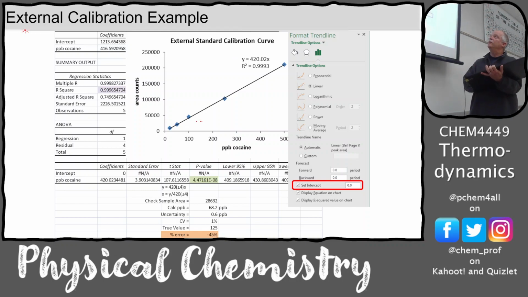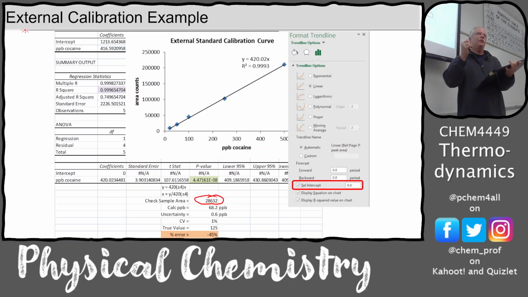And so now we can calculate our concentrations. We have this equation, y equals 420 times x. So you could reverse that and take your y value. If we put in a check sample of our blood, here's the signal that we get from it. So that's the sample area. Now, in this particular analysis, for all of our uncertainties, we just ran one check sample. We could have done 3 and gotten statistics on our y value, but it's just a single measurement of the blood sample. Here's our calculated parts per billion. That number divided by 420 gives us 68.2 parts per billion.